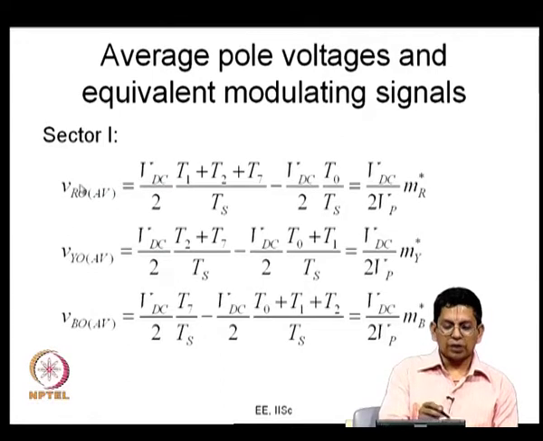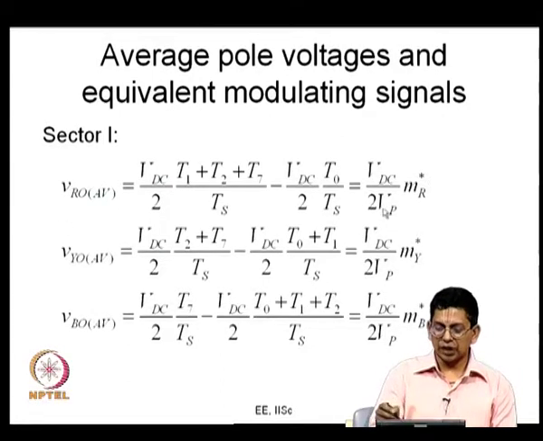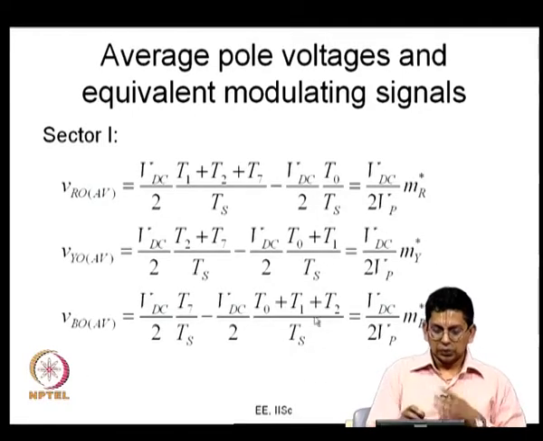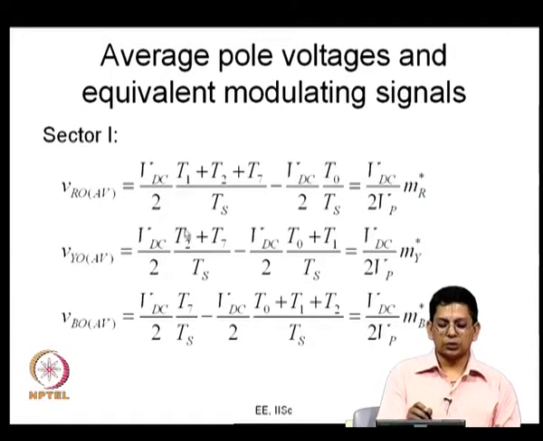If you see this VRO average, as I told you, is a scaled version of MR star, and VYO average is related to MY star, and so on now. So, the equation for VRO average is given to you now. During the interval T1 plus T2 plus T7, VRO's top device is on. During the interval T0, VRO's bottom device is on. Therefore, the pole voltage here is minus VDC by 2, and this is the expression for the average voltage of VRO. Similarly, for VYO average, the top device is on during T2 plus T7, and the bottom device is on for T0 plus T1. Therefore, this is the average voltage now.